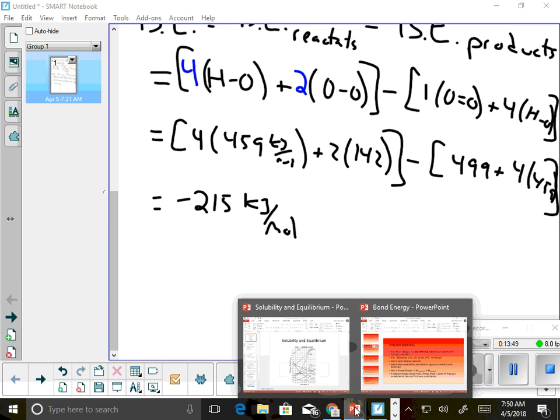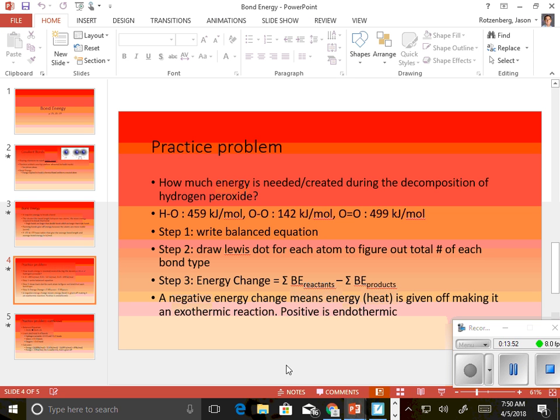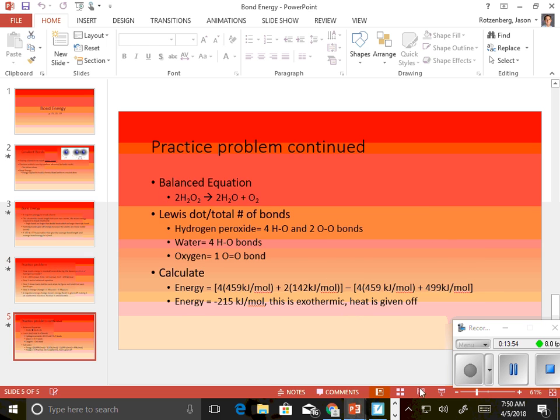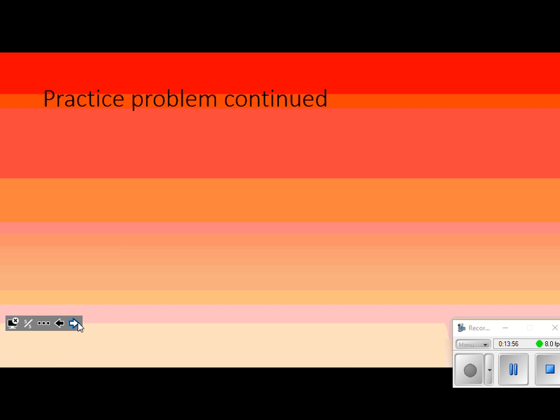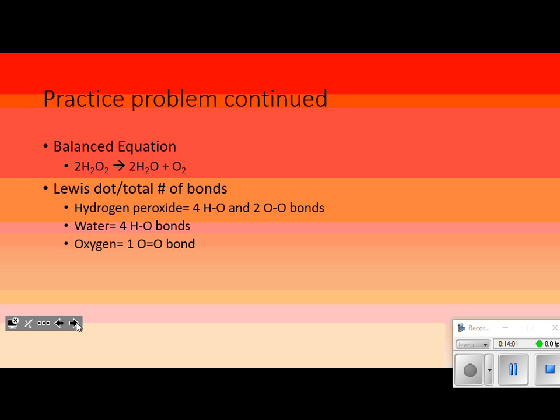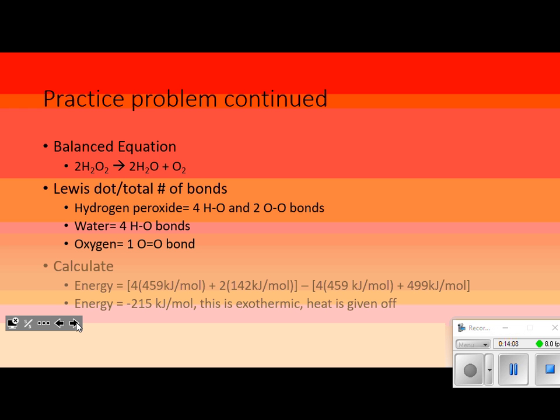If I go back to my PowerPoint here, once again, the steps that we took was we balanced the equation. We figured out the total number of bonds. Remember, reactant bonds have to be broken. Product bonds get formed. And then we did our math. Reactants minus products, making this an exothermic reaction. This is a term that you do need to be aware of.